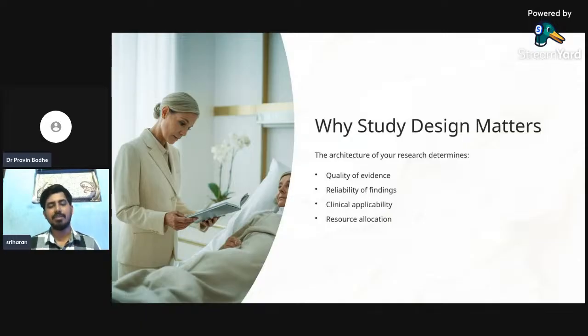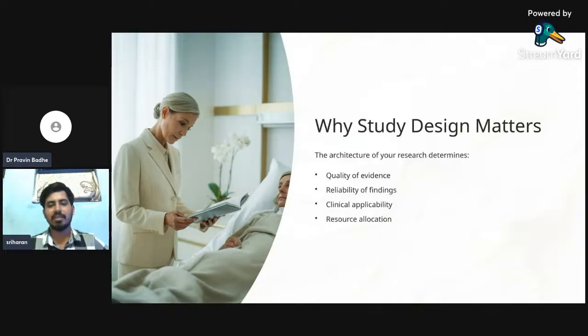Why does design matter? A good blueprint is very important. A good blueprint leads to a good design and a good research study. So the study design is very important while doing research. It is like a basement, a foundation. On this foundation, our study should be built on quality of evidence. It should be in a high-evidence manner, and should not lack evidence.